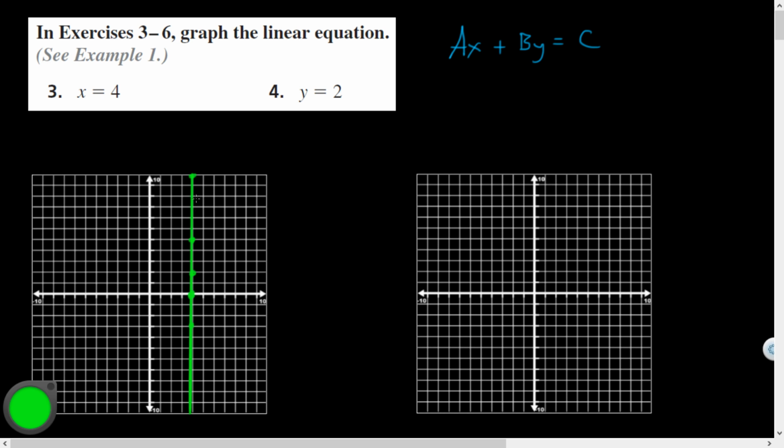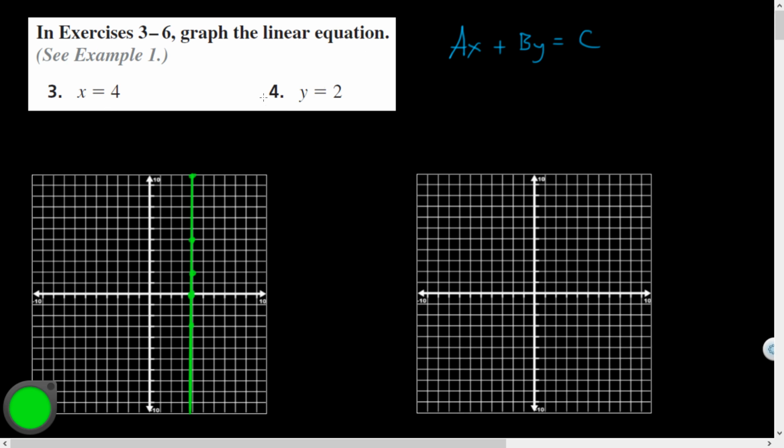You don't have to pick points in order to graph it. If you're familiar with it, you would have just known vertical line, x-axis, 4. Bam, done. Now, this is not a linear function. It fails the vertical line test infinitely, but it is still a line that I can graph in that form.